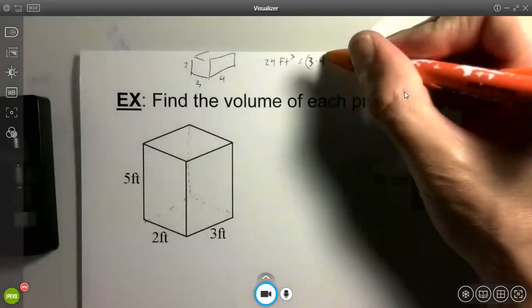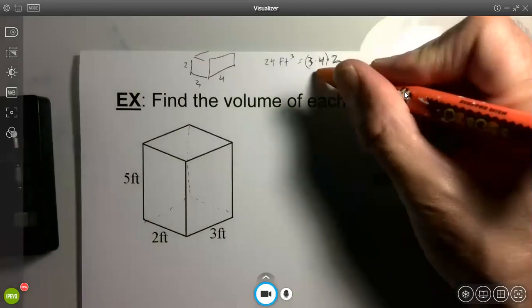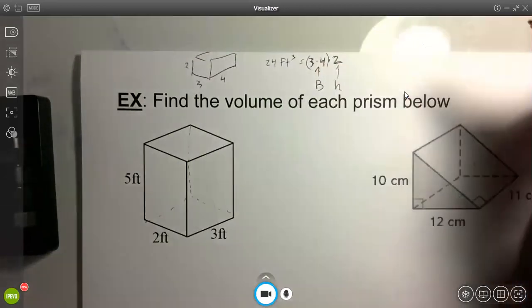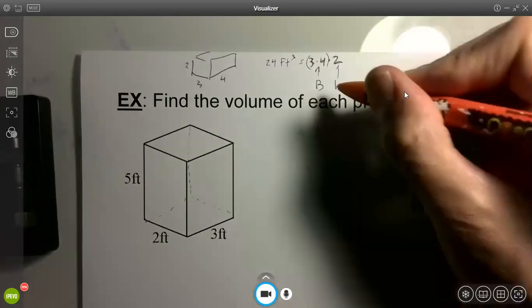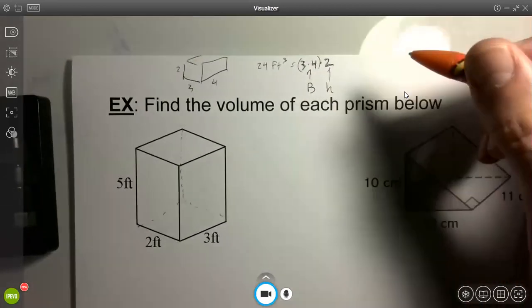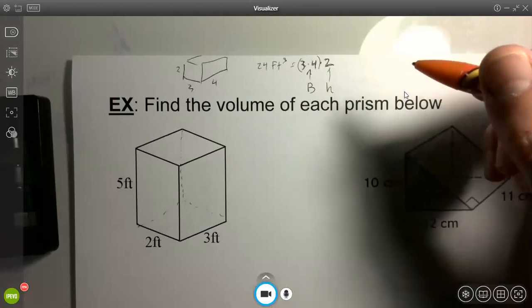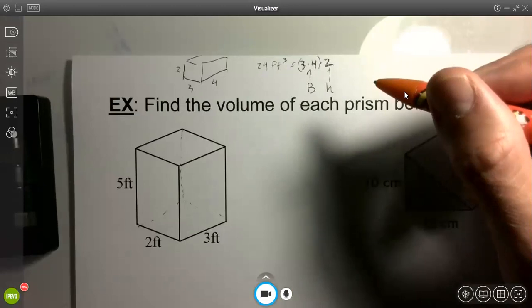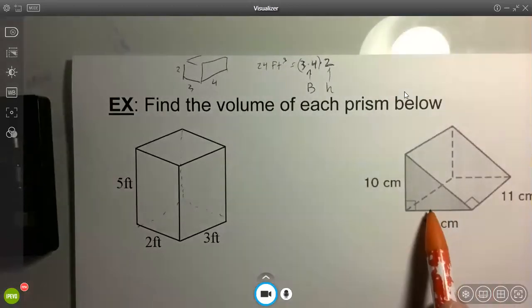Our general formula, this 3 times 4, that's the area of our base. And that 2 was the height of our prism. So this right here is actually going to be our general formula for any kind of prism. Don't think of it as length times width times height, because that only works for one type of prism. That will not work for this prism over here.